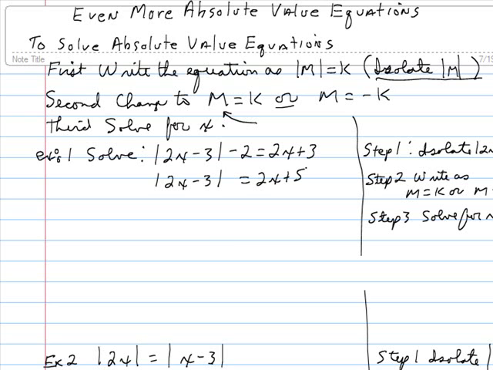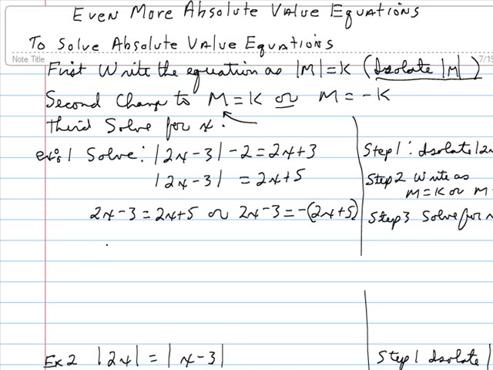And now the second step is to write it in the form m equals k or m equals negative k. Here our m is 2x minus 3, our k is 2x plus 5. So we'll start off with m equals k: 2x minus 3 equals 2x plus 5, or m equals negative k: 2x minus 3 equals, and now be careful, you can't write here negative 2x plus 5 because that only puts a negative on the 2x, not on the whole 2x plus 5. You have to put a bracket around it. Now it's negative all of 2x plus 5.